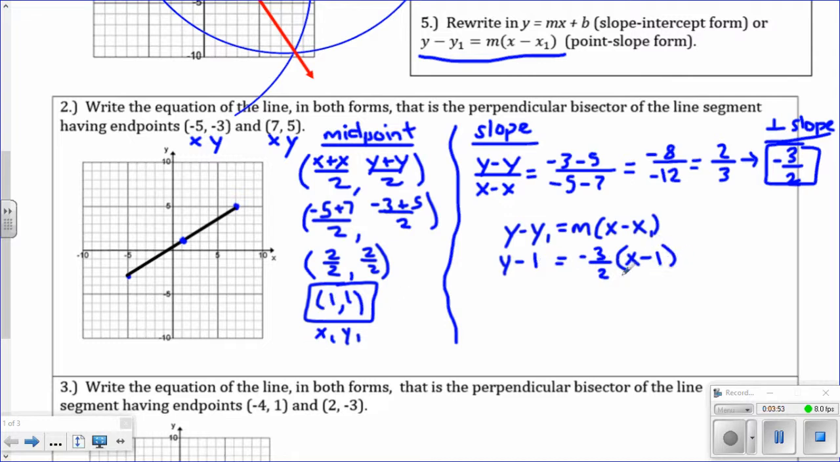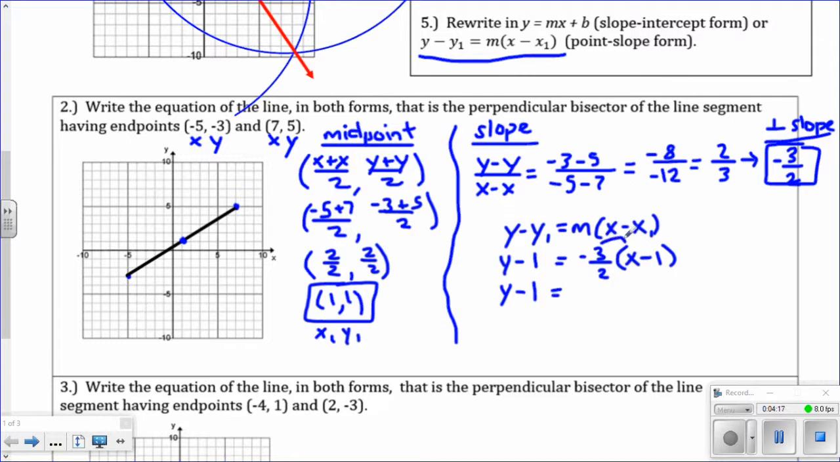Now, because it said write the equation of the line in both forms, this is your answer in point slope form. So if the question just said write the equation of the line and didn't say what form to use, there's your answer. You could just leave it like this right here. But since we have to do the other form, that means we're going to have to actually solve for y and get it in y equals mx plus b form. So if you remember, we just keep going here.